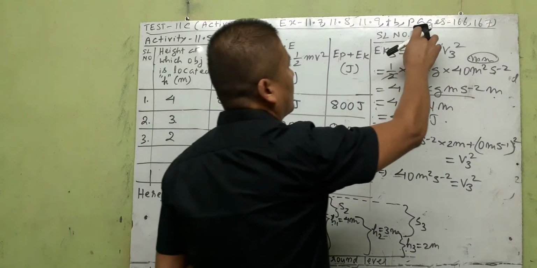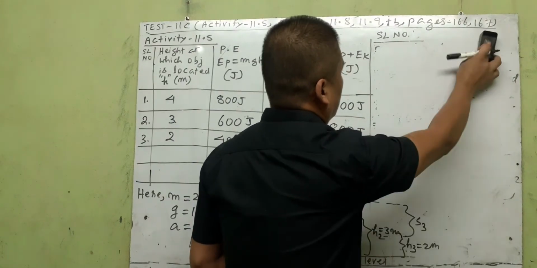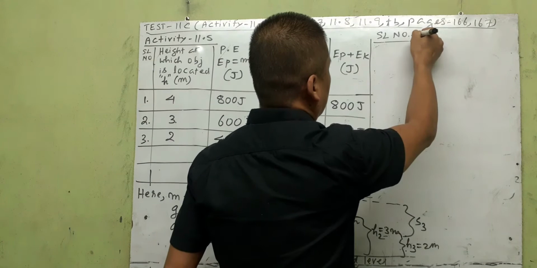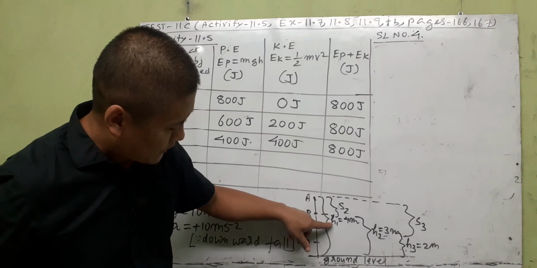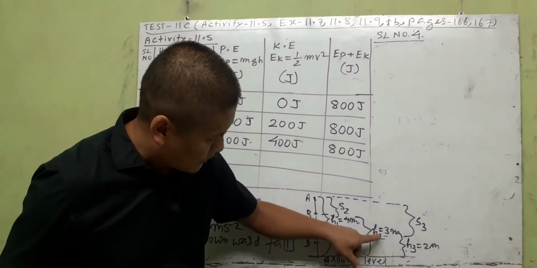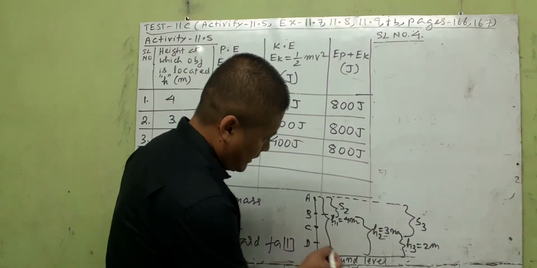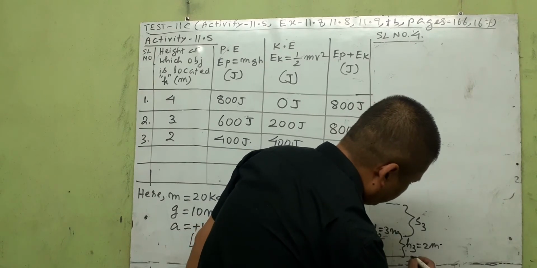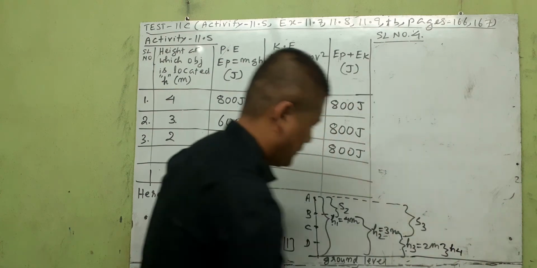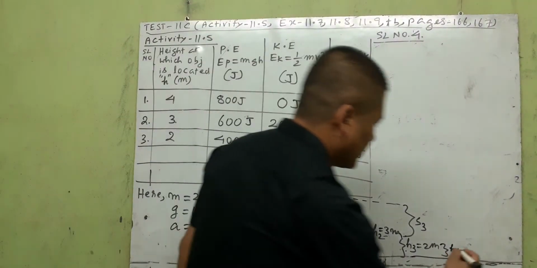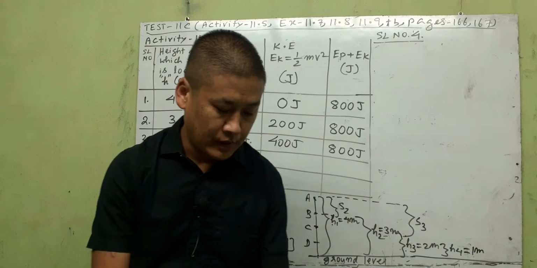So let's go to serial number 4 slowly. Serial number 4 is now here. First it was here, H1 equal to 4 meter. Then second it was here, H2 equal to 3. Third it was here, C, H3 equal to 2 meter. Now the object has come here, D. So somewhere here, this is H4. H4 is equal to, given in the question itself, 1 meter above ground. Look there in your textbook, 1 meter above ground.